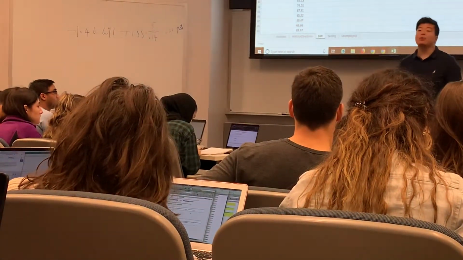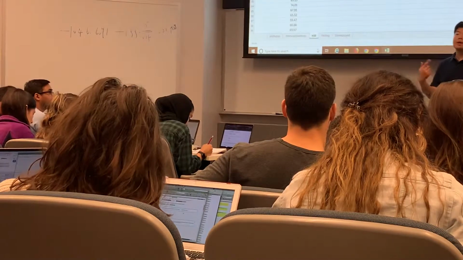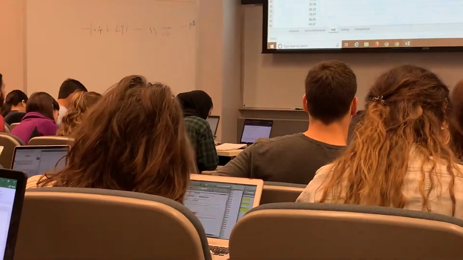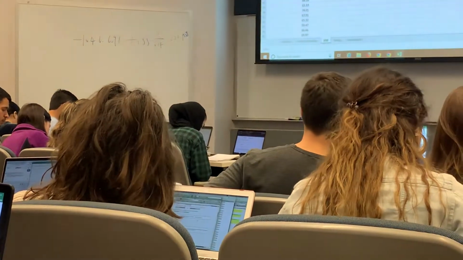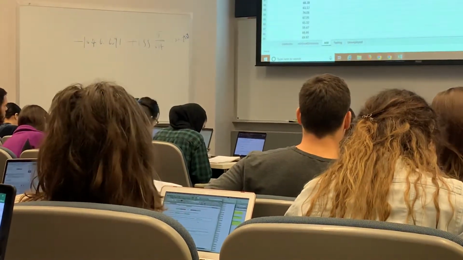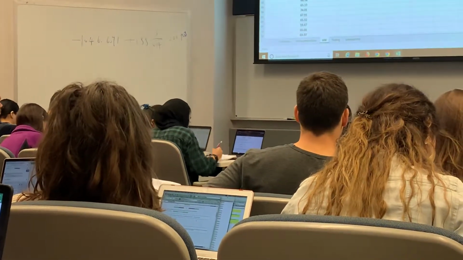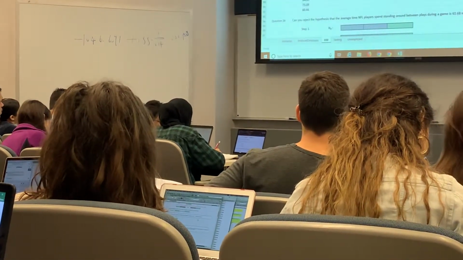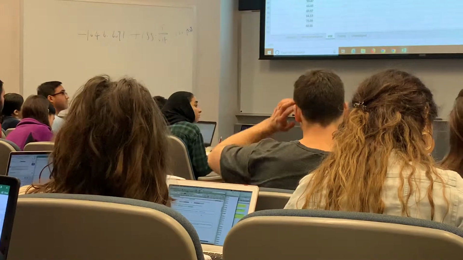We use 0.97 on the z-table because sigma is given. We assume the population variance is known. Any questions for question 2?